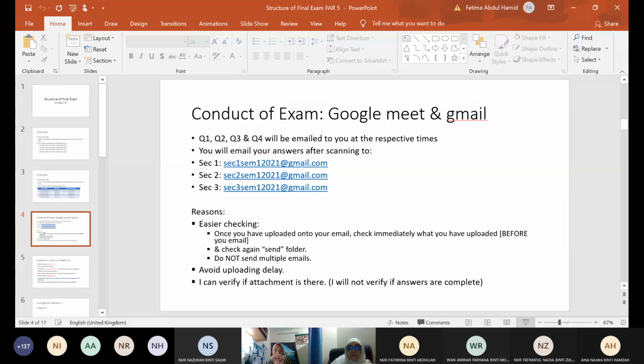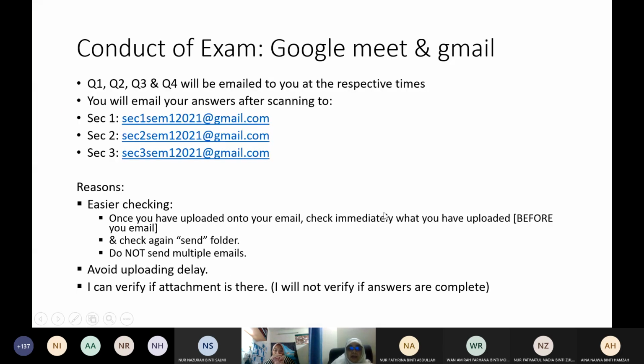As I go through your emails, I can verify if there's an attachment. Of course, I cannot verify if your answers are complete. So you have to make sure that whatever you have scanned and uploaded onto the email is legible, clear, and complete, just like you are submitting a physical answer to me, but in four parts.